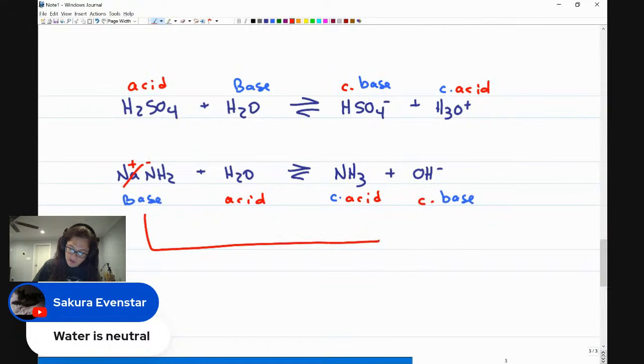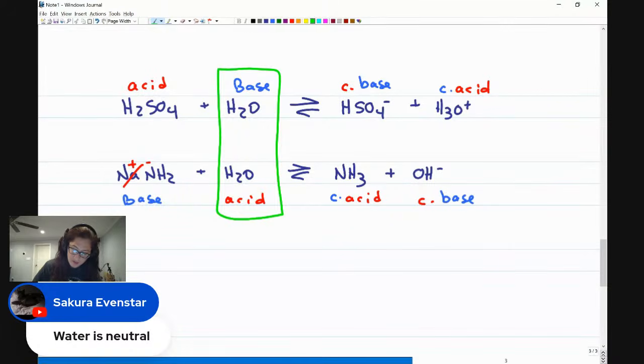The base reacts to give me a conjugate acid. The acid reacts to give me a conjugate base, and it happens the same way for the other reaction. Same molecule of water, neutral in both cases, in one situation acting as an acid, in the other one acting as a base.